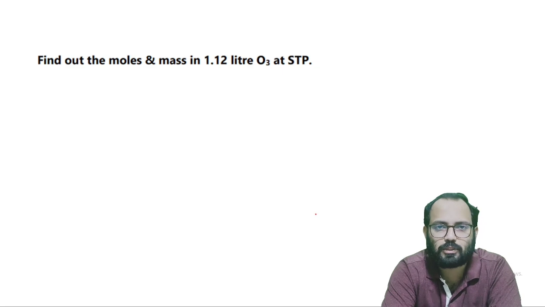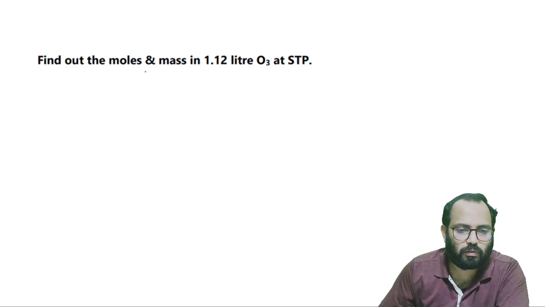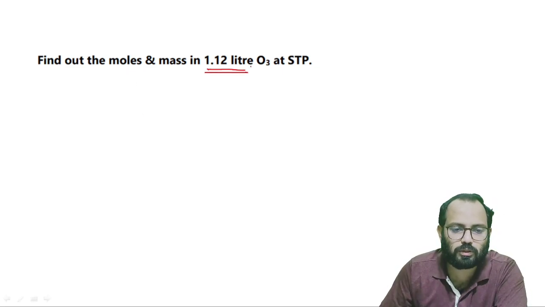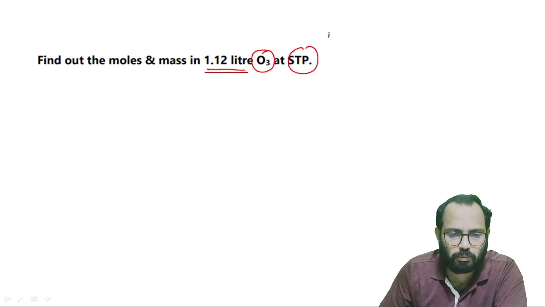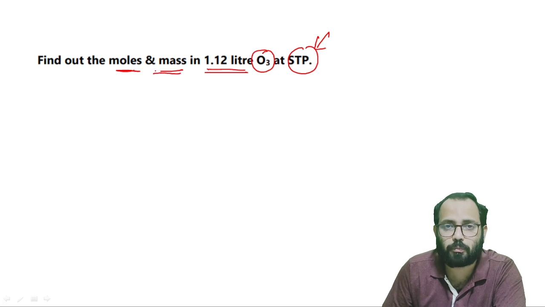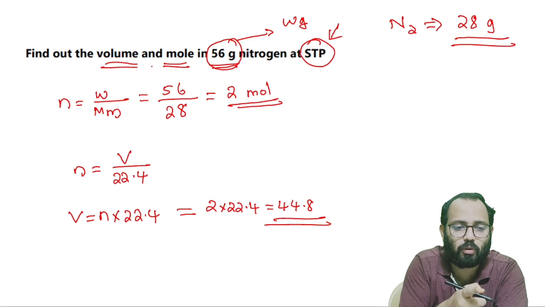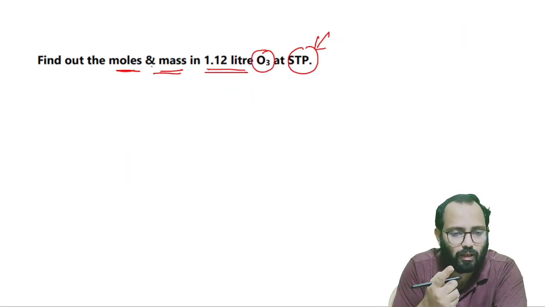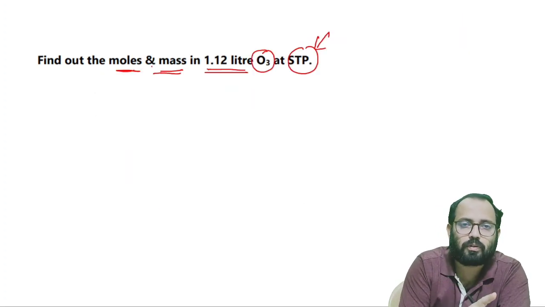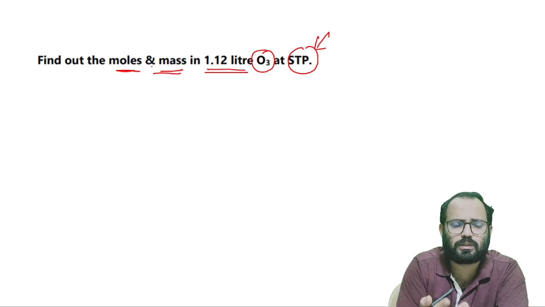Now look at the next question. They have given again 1.12 liters of ozone at STP. What we have to find out? We have to find out the moles and mass this time. Initially they had given the mass, and we found out moles and volume. Now they have given you the volume. We have to find out the moles and mass. You can do this, right?